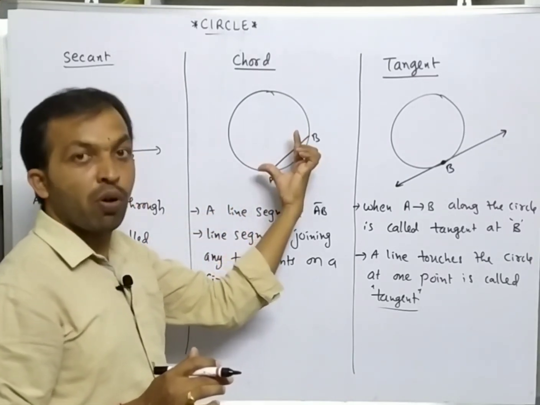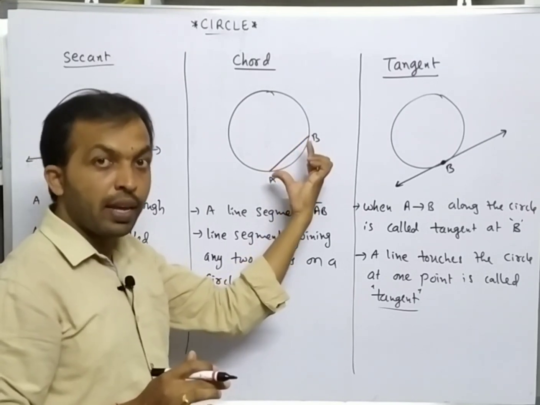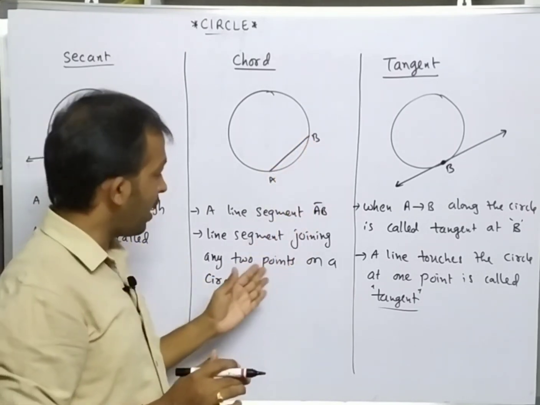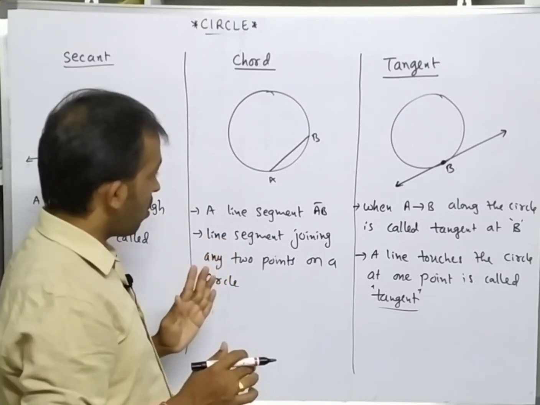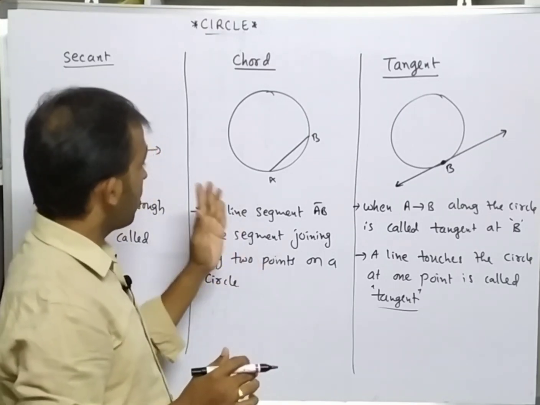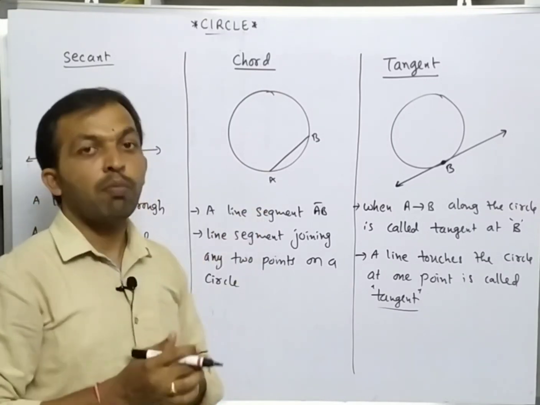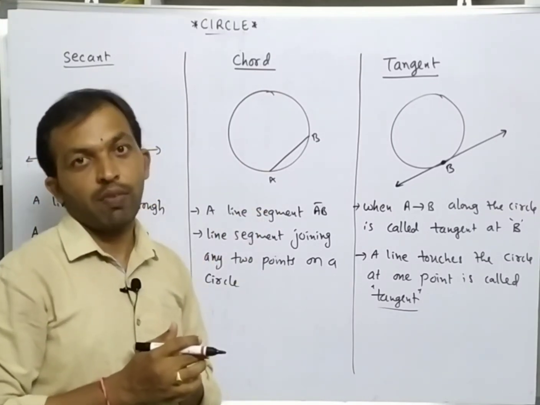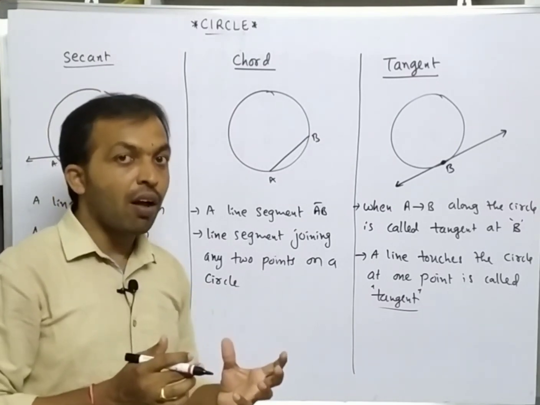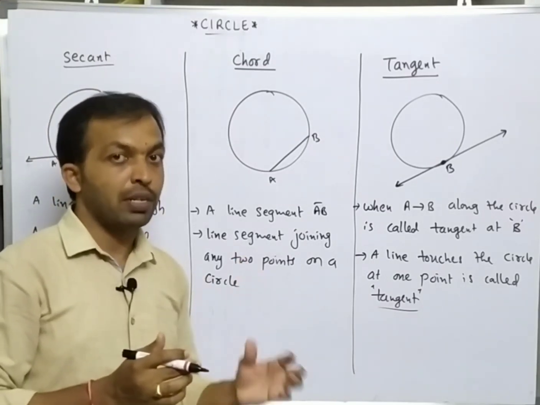The line segment joining any 2 points on the circle is called a chord of the circle. So we can draw infinitely many chords to a given circle. The biggest chord of the circle is known as the diameter.